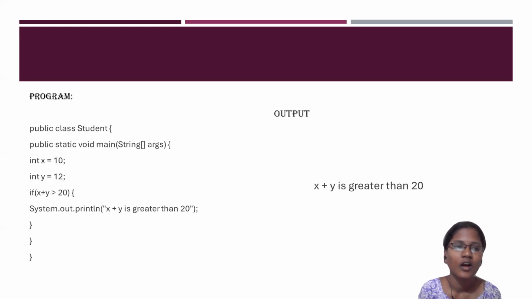Here I have created a class called student, and I have created a main function. The execution starts in the main function. I have declared two variables that are integers, and I have assigned values 10 and 12 to them. And I have given an if statement, x plus y greater than 20. If x plus y is greater than 20, then this statement will be executed. Otherwise not.